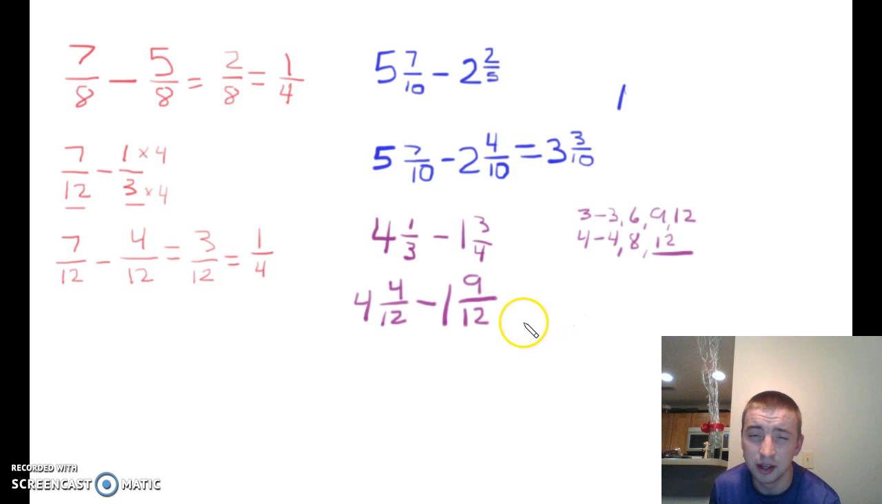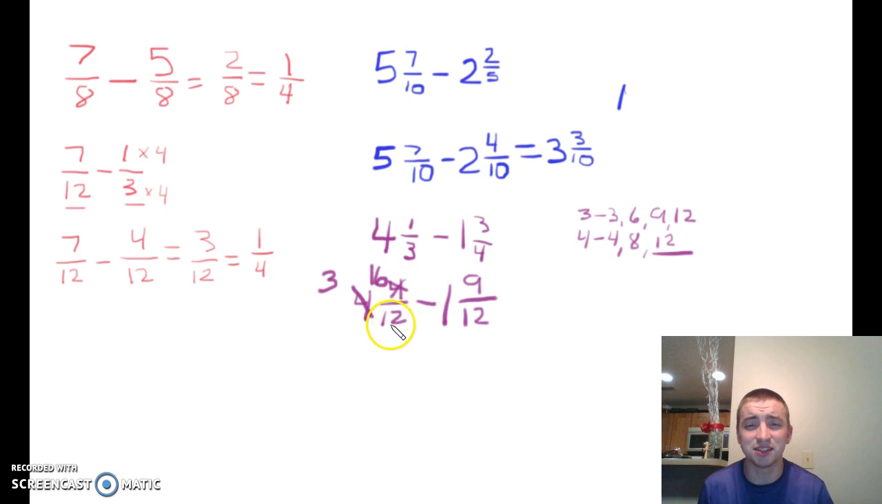So now I can subtract. But if you notice, I have 4 minus 9. I can't subtract 4 minus 9. 9's bigger. And if I have 4 of something, I can't take 9 away. Right? So what I'm going to do is I'm going to borrow 1 whole from that 4. So that's going to become a 3. Okay, now when I'm talking about 12ths, 1 whole is 12 out of 12. So I have to add this 12 to the 4. I'm adding 12 more pieces to my 4 pieces I already have. So my new numerator is going to be 16. 4 plus 12 is 16.